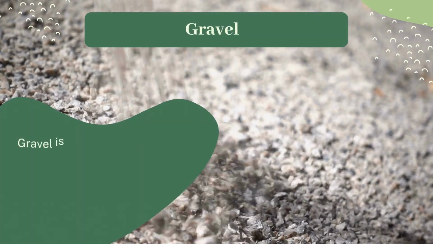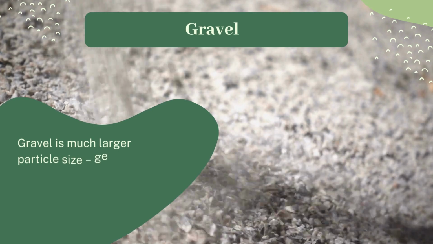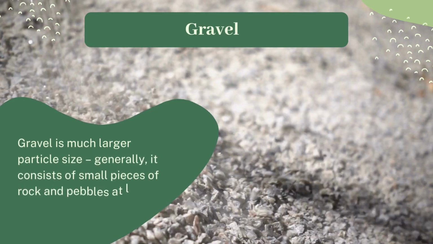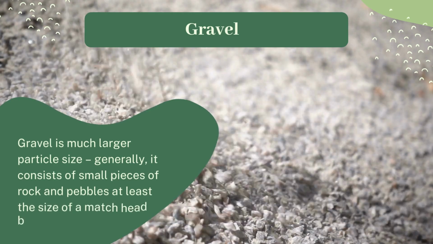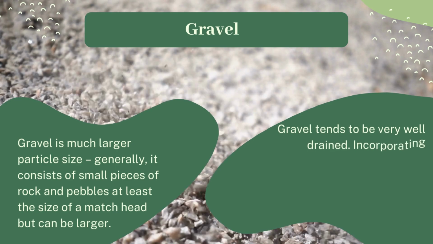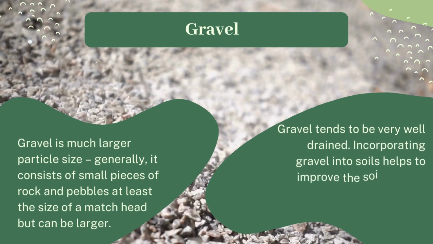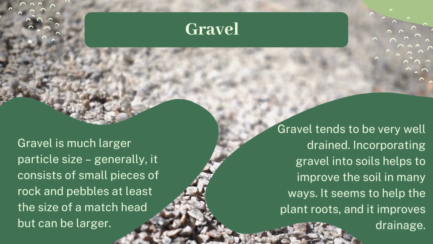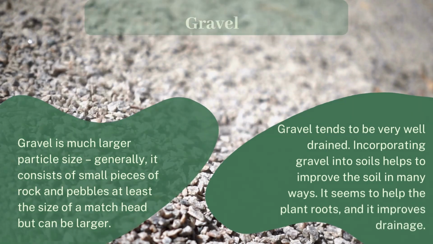Gravel. Gravel is much larger particle size, generally. It consists of small pieces of rock and pebbles at least the size of a match head but can be larger. Gravel tends to be very well drained. Incorporating gravel into soils helps to improve the soil in many ways. It seems to help the plant roots, and it improves drainage.